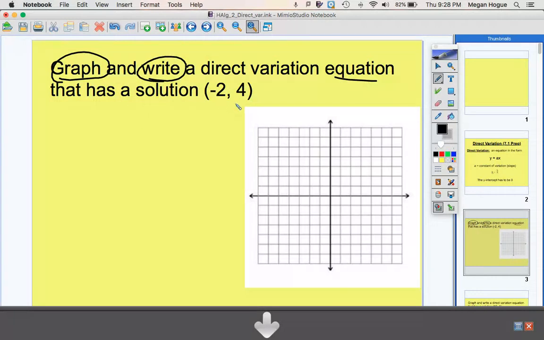The information we're given is an ordered pair. So in my notes, I'd put graph and write equation, and I'd put -2, 4. I'm okay if you just want to sketch the graph. If you have graph paper, great. If you need graph paper, it's on the front table. You're welcome to it. So the first thing we're thinking of is we have these two pieces of information at our disposal.